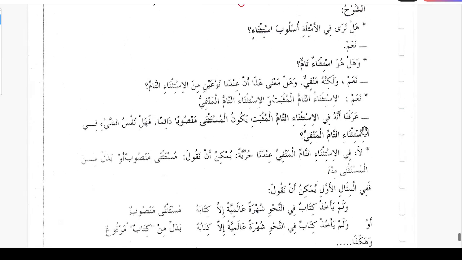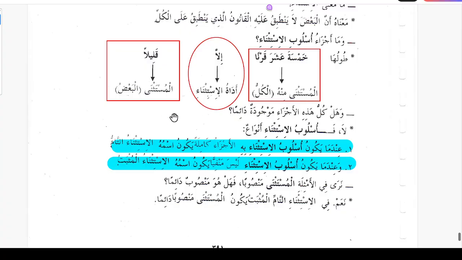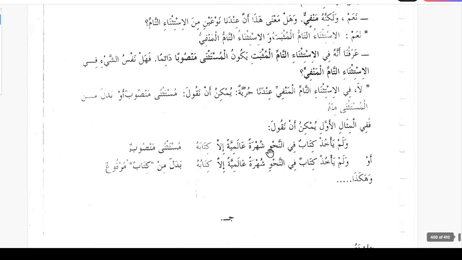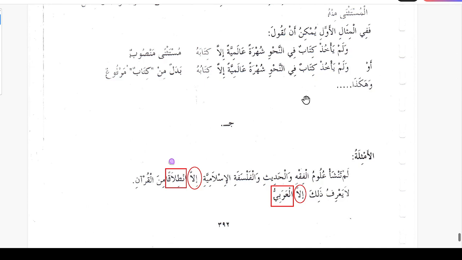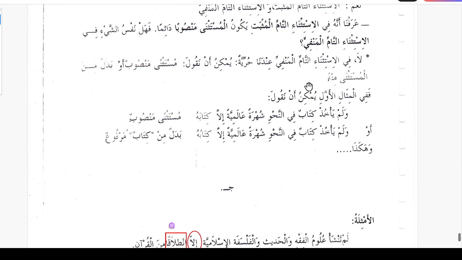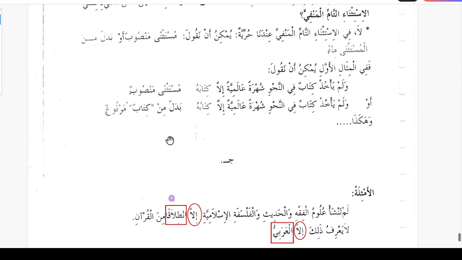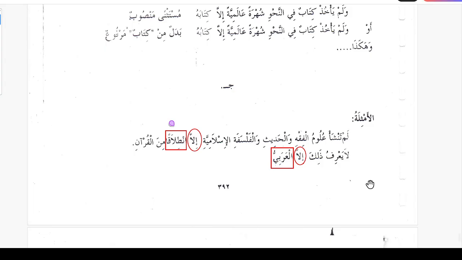So that was the second kind. So we studied mustasna tamun musbatun, and then mustasna tamun manfiyun here. So for mustasna tamun musbatun, the mustasna is always mansub, and for the case of mustasna tam manfi, we have an option to make it mansub, or we can use the i'rab of the mustasna minhu as a substitute, badlun min kitab marfu, if it is marfu. And there is another kind.